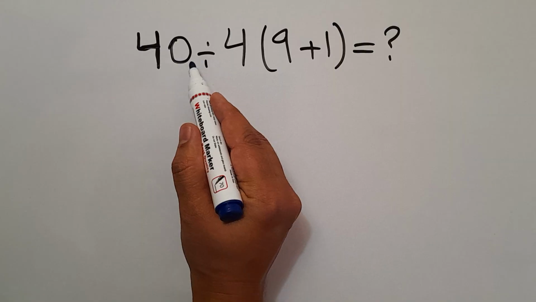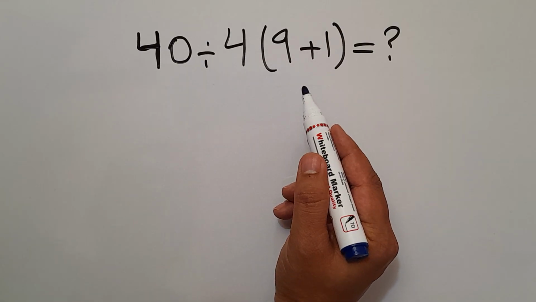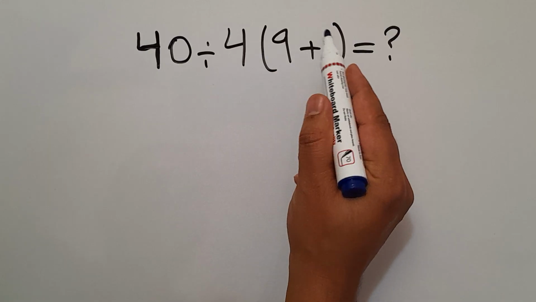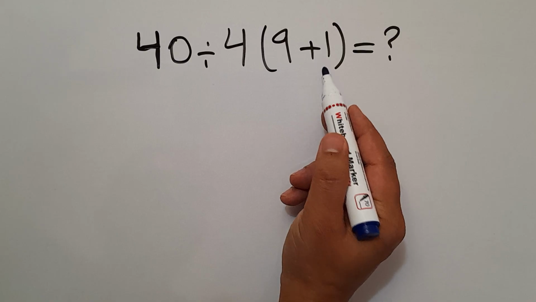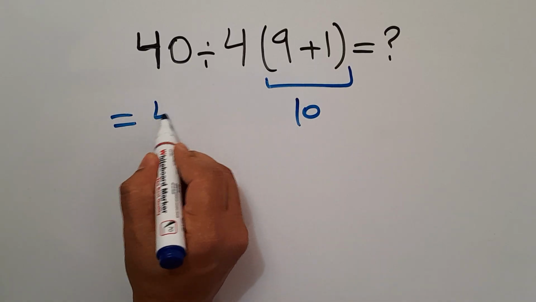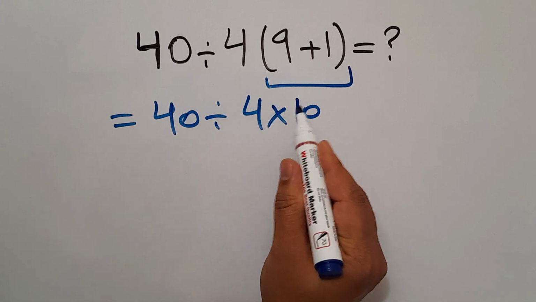In this expression, we have one division, one multiplication, and this parentheses. As we know, parentheses has higher priority than other operations. So first, we have to handle this parentheses. Inside this parentheses, we have 9 plus 1, which equals 10. So we have 40 divided by 4, then times 10.